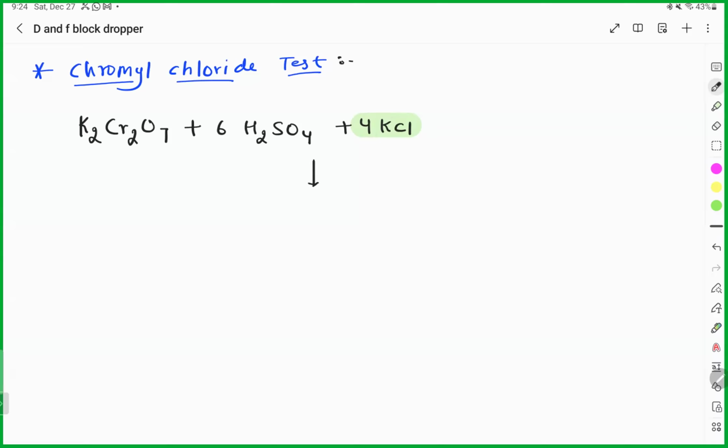So it will form KHSO4 plus this chromyl chloride, CrO2Cl2. This is reddish brown in color. And this is the test. If you take KCl, it converts into the reddish brown chromyl chloride.